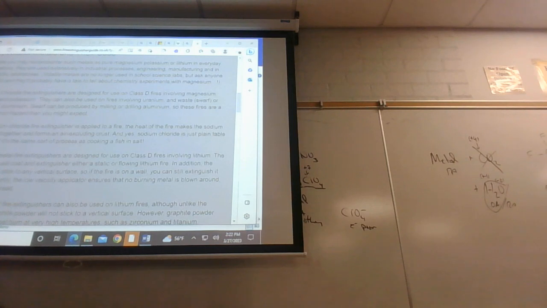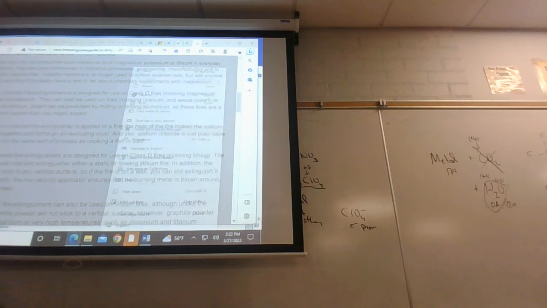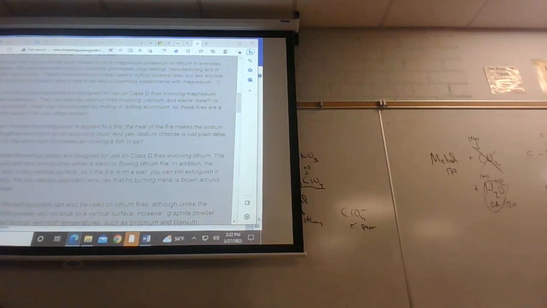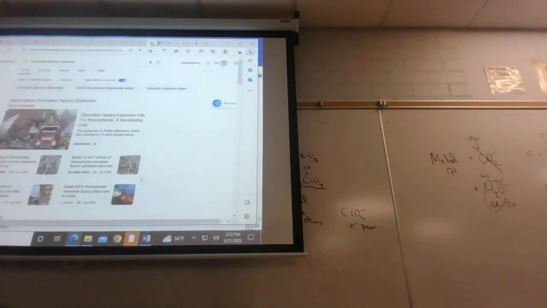Sodium chloride fire extinguisher. Sodium chloride's hard to burn. I told you I tried to melt this stuff, but it's hard to burn. Chloride is a really bad reducing agent. Table salt, etc. So yeah, you have to think about the chemistry doing this.